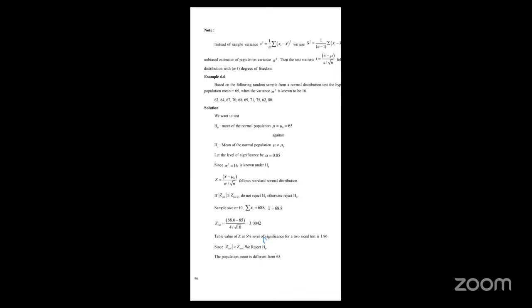So here is an example based on a sample from a normal distribution. The hypothesized mean is 65, variance is sigma square. The sample values are given as 3, 4, 5, 6, 7, 8, 9. The population mean mu naught is 65, level of significance 0.05. Our statistic is z equal to (x bar minus mu naught) by sigma by root n.